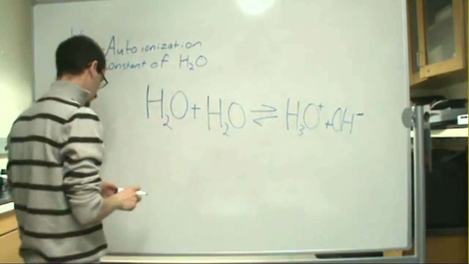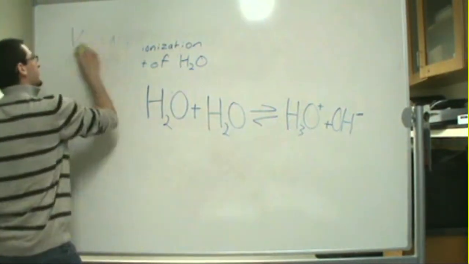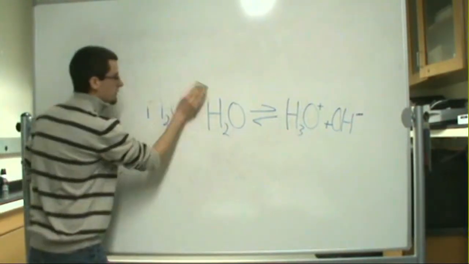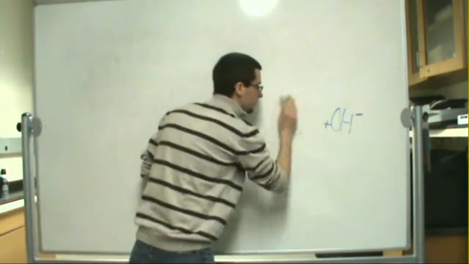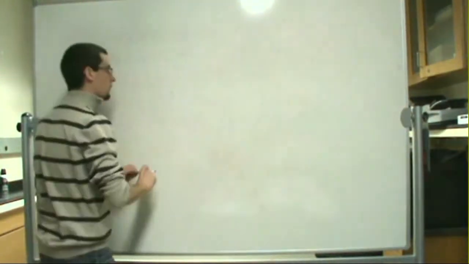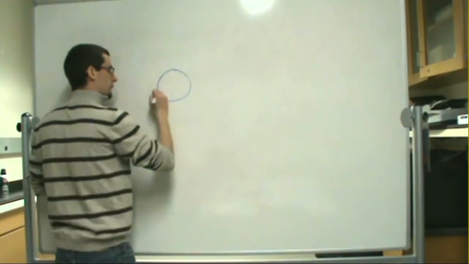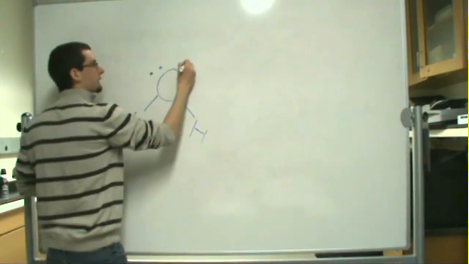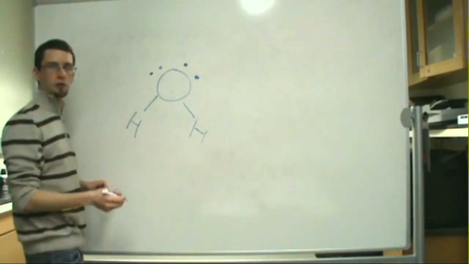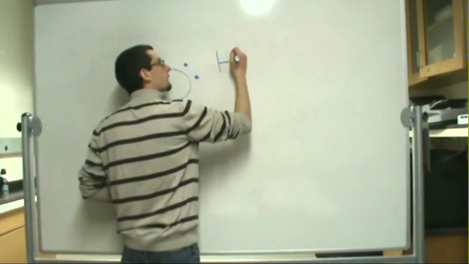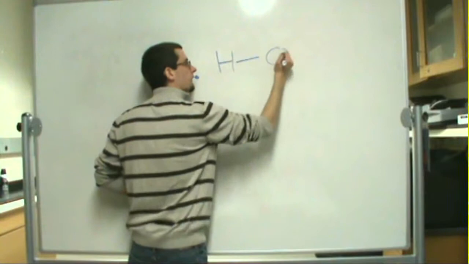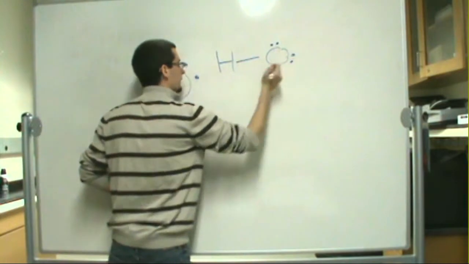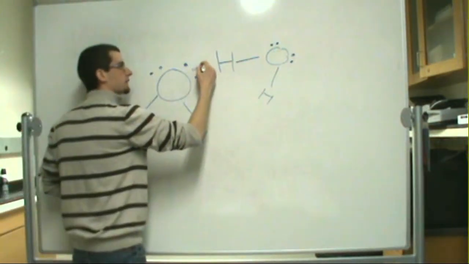So how does this happen? Well, we know that water can behave both as an acid and a base. And we know that oxygen has these lone pairs. If we draw a Lewis structure of our simple water molecule, we have lone pairs that are localized up here. And we know through hydrogen bonding interactions, the hydrogen on an adjacent water molecule will be attracted to the oxygen of the original water molecule. And there's this attraction here.